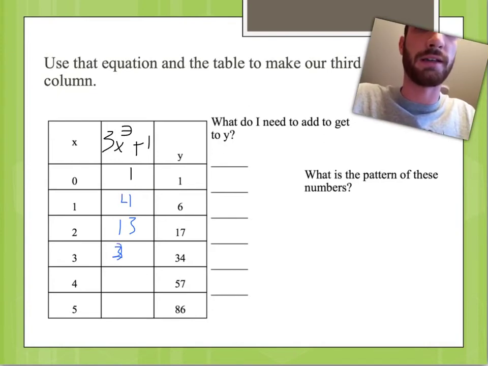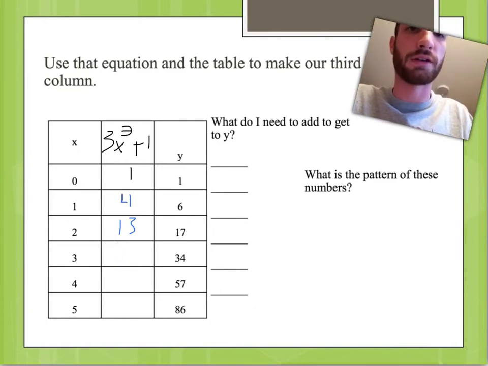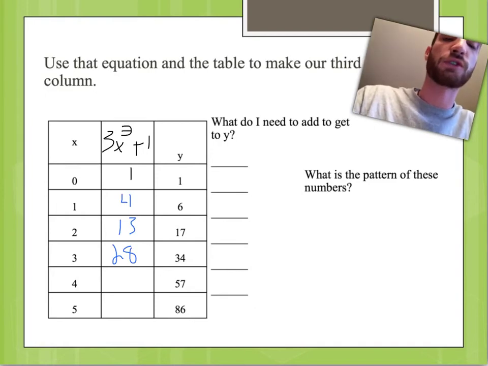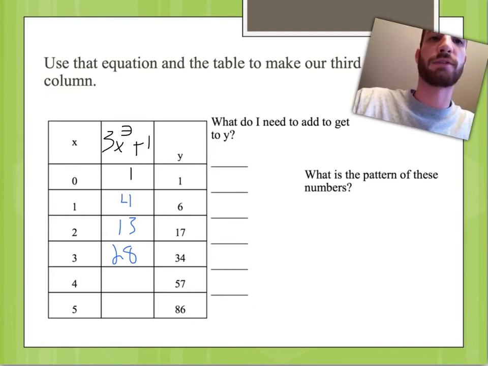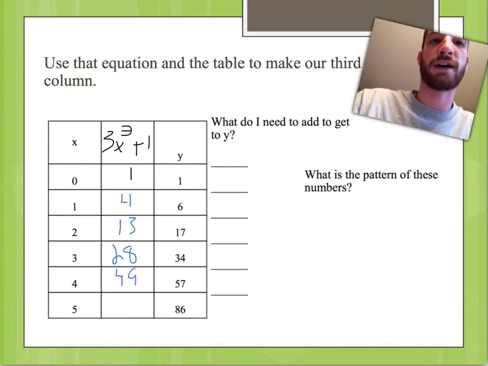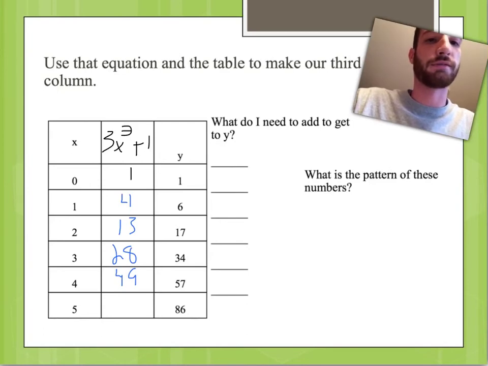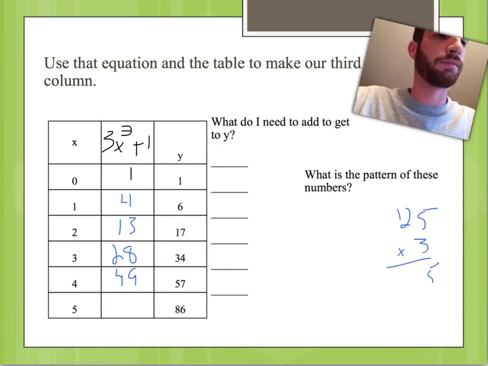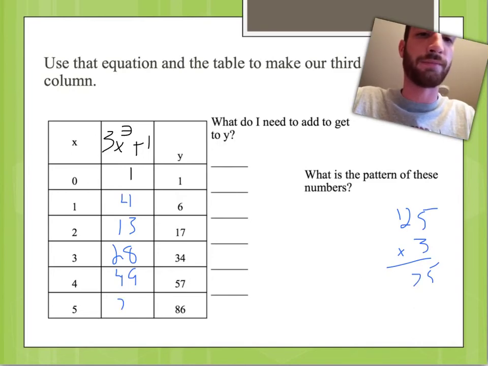is 28. Okay, 4 squared is 16. 16 times 3 is 48. 48 plus 1 is 49. 5 squared is 25. 25 times 3, let's do that real quick over here. I can't do it in my head. 5 times 3 is 15, 3 times 2 is 6, 75. 75 plus 1 is 76.